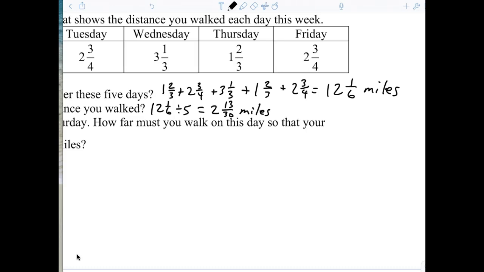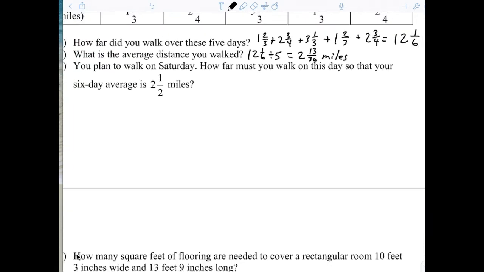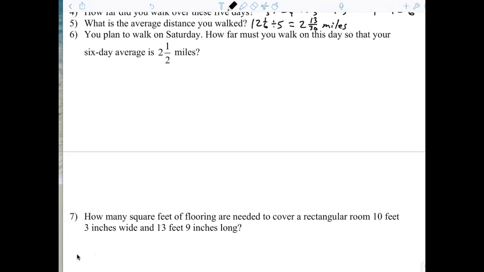All right. Now, the hard part. Question number 6. It says, you plan to walk on Saturday. How far must you walk on this day so that your 6-day average is 2.5 miles? Hunter, what are you thinking?